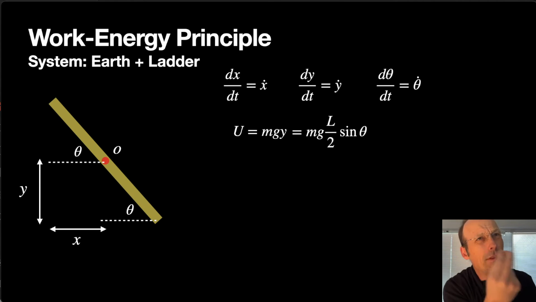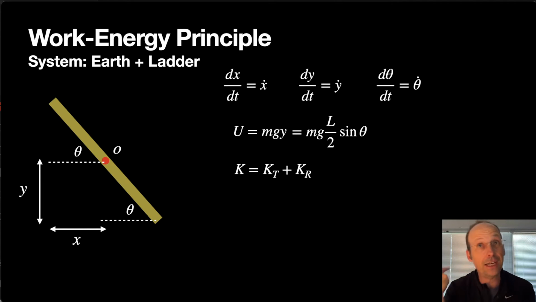Now, when we think about the system of the Earth and the ladder, we want to think about what forces are doing work. And so we have the gravitational force. It's acting on it, but it's part of the system, so there's no work done by gravity. And then we have those two normal forces, but they don't actually move, right? The displacement for those forces is 0, so no work done. Okay, so there's no work done on the system, and that's what's nice about picking the Earth plus the ladder.